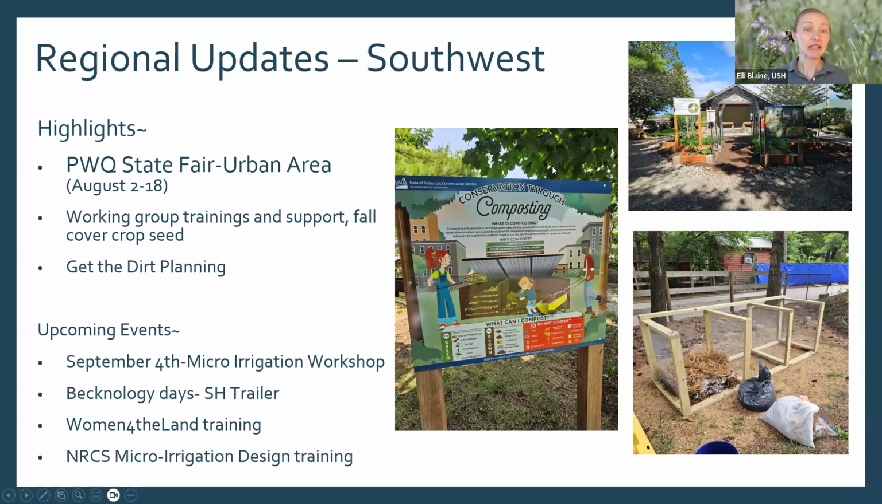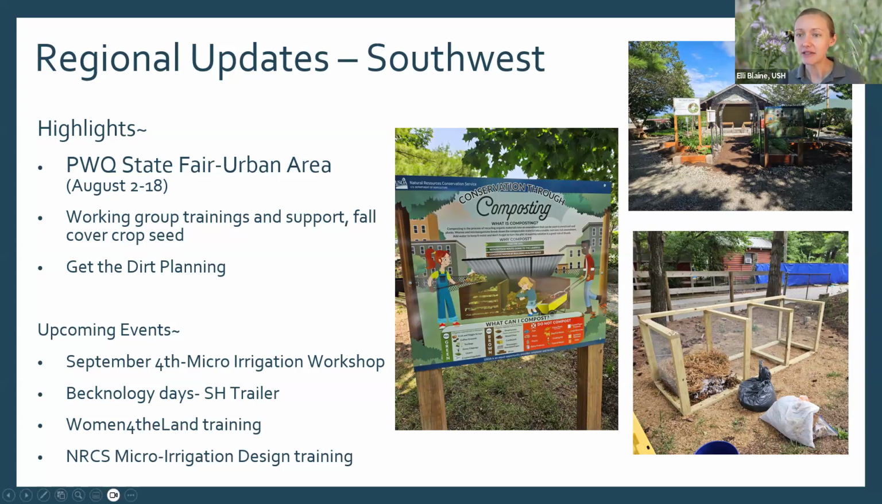So, with Casey with the Southwest, her highlights have been the Pathway to Water Quality at the State Fair and making some improvements to the urban area. She has had a few volunteer days there and then has worked with a national design person with NRCS for adding 2 signs to the Pathway to Water Quality, one on composting. We've started to build a display on composting there that will match with changes that NRCS is going to be making to allow for a 3-bin composting system in the future.